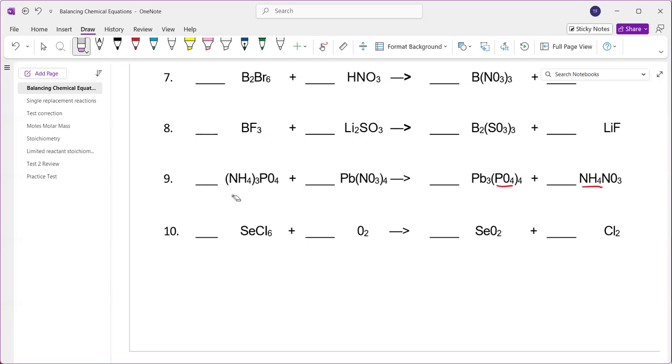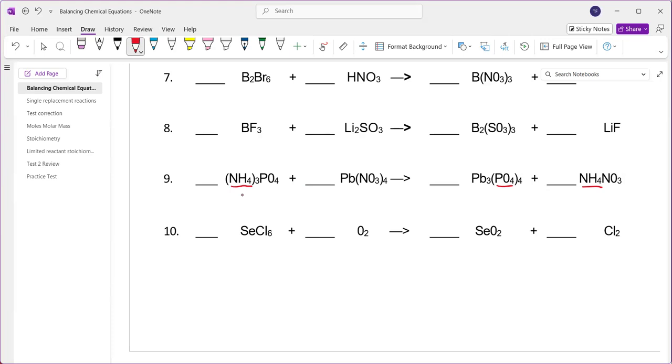Now, this page number 9 is hard. It's not as hard as extra credit. The reason why it's hard is because there's so many elements there. However, the elements can be simplified. We look at NH4. That is an ammonium ion. It's a group, NH4, plus 1. Notice we have NH4 on the right also.